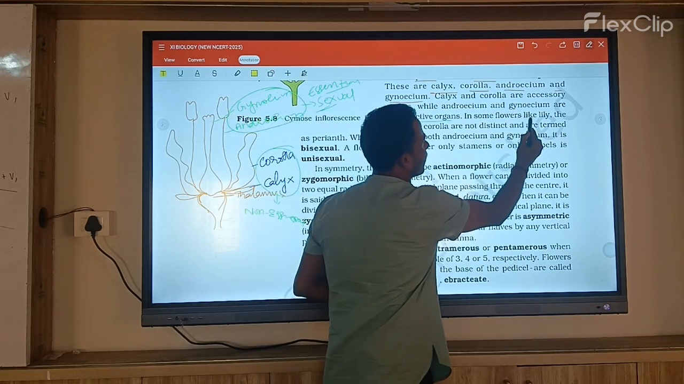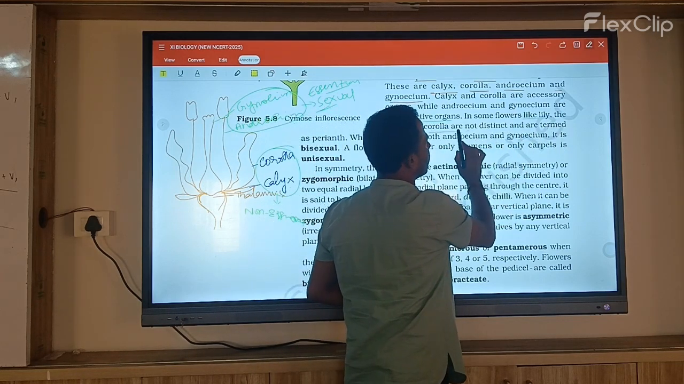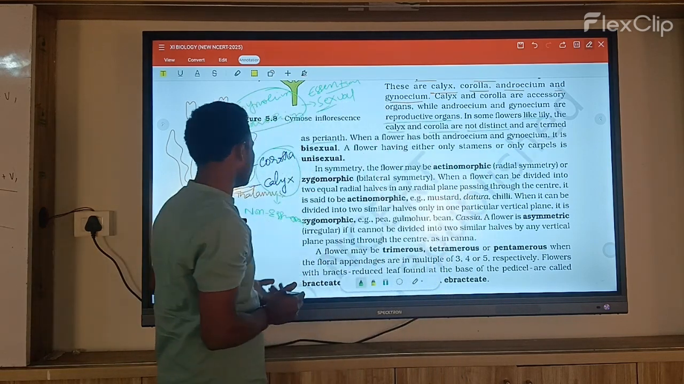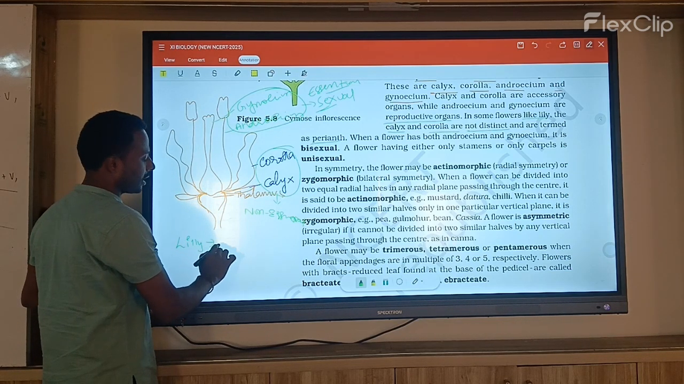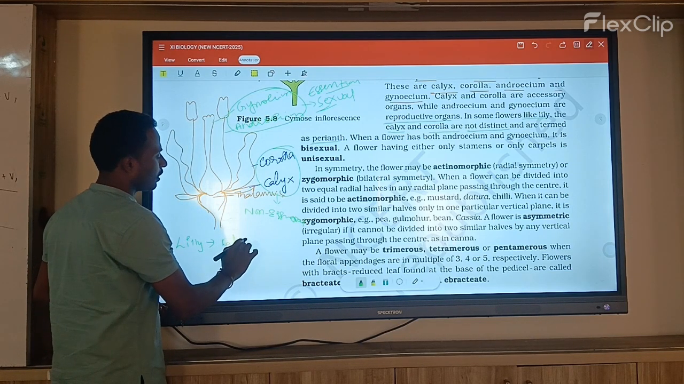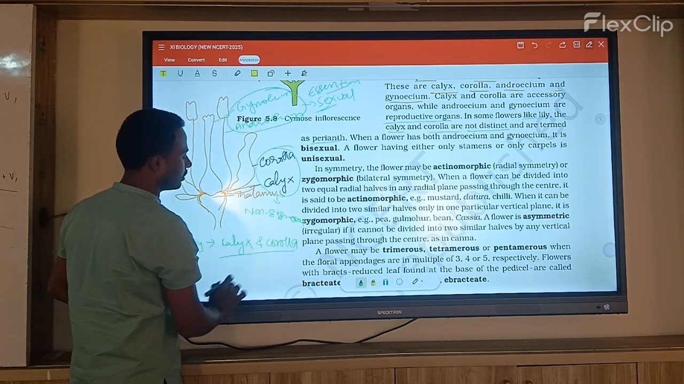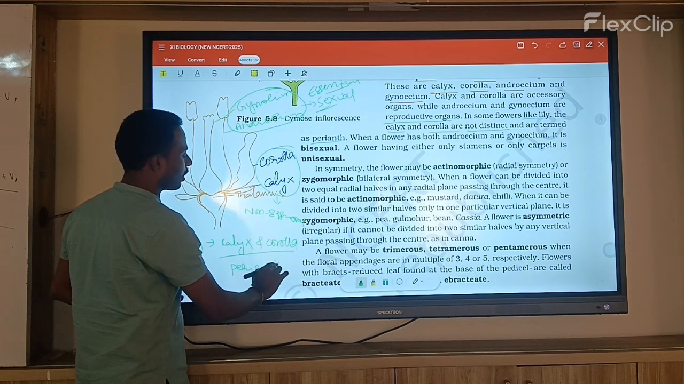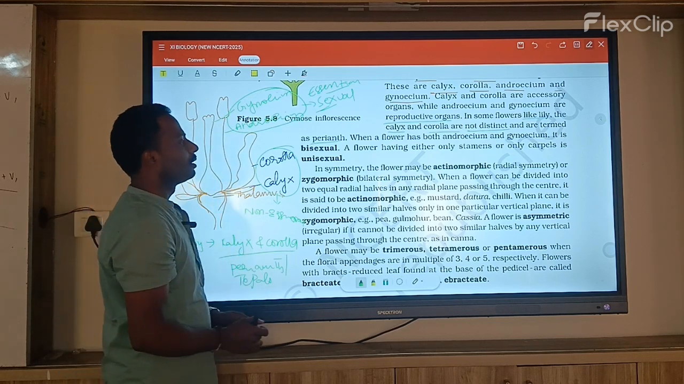Now, in some flowers like lily, the calyx and corolla are not distinct, and are called the perianth. In some lily flowers, such as Allium cepa, both calyx and corolla are mixed. That condition is called the perianth or tepals.